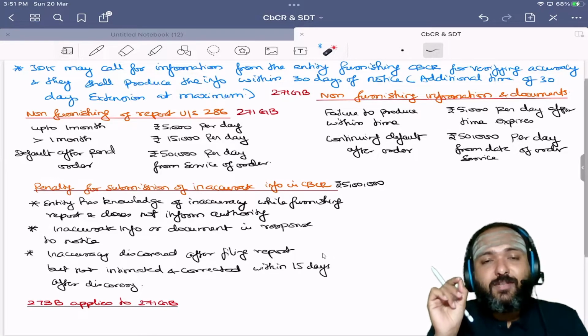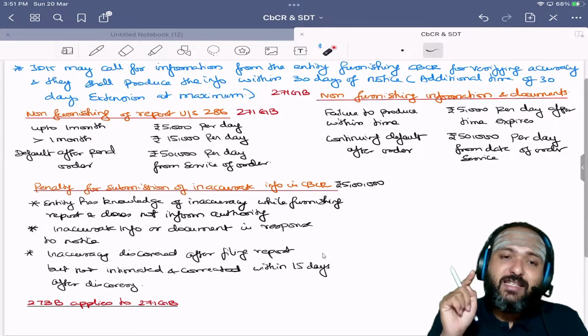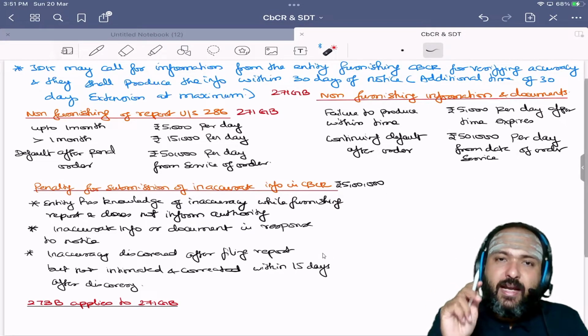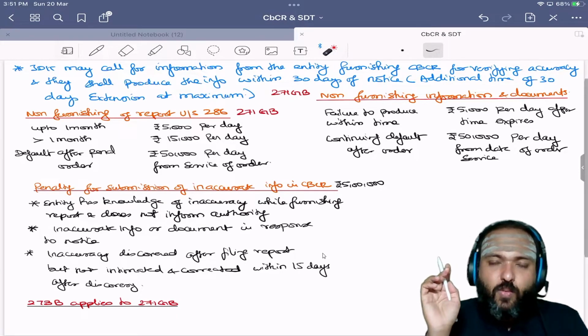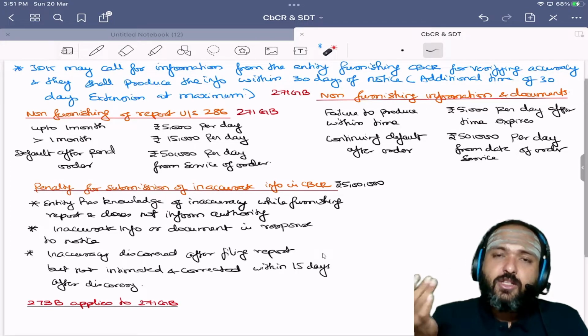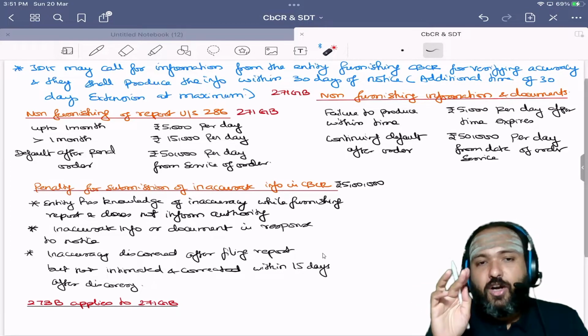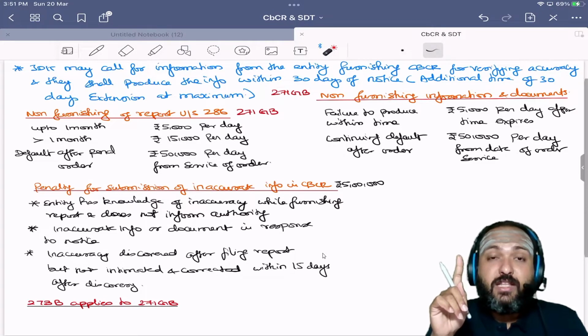I have not responded to the penalty order. If that is the case, 50,000 per day from the date I have received the order will be levied as penalty. From the date of service, what is service? The date I received. So the date of service of notice or order will be considered as the starting point of levy of penalty of rupees 50,000 per day.